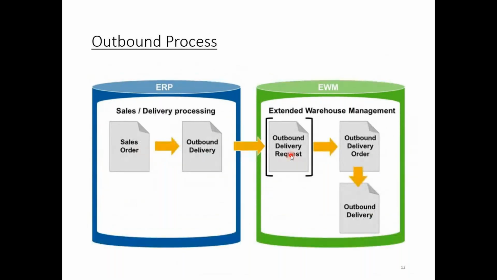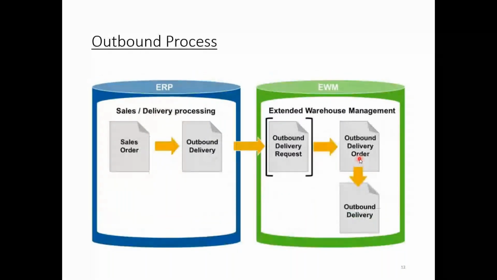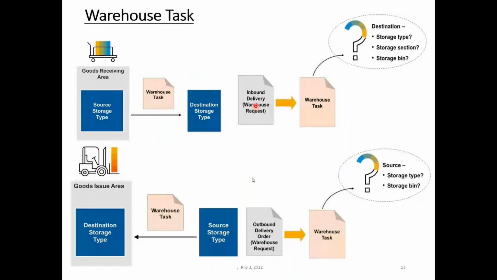Similarly, if we talk about the outbound process, we have sales order, outbound delivery, and it creates outbound delivery order in the EWM. So this inbound delivery and outbound delivery order have the EWM specific parameters. The request is no more there in S4HANA. And this inbound delivery or outbound delivery order are also called a warehouse request.